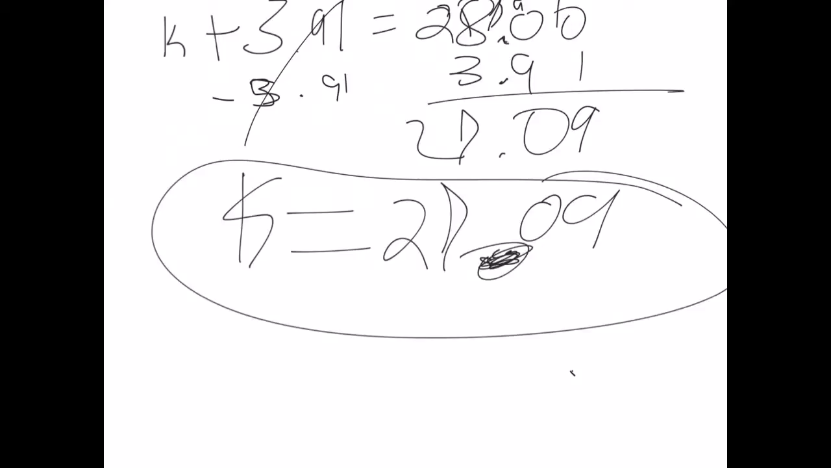Okay. Put 3.91 on both sides. The 3.91 on both sides subtracts out the 3.91 on the left side. 28.00 minus 3.91 is 27.09. So the answer is K equals 27.09.